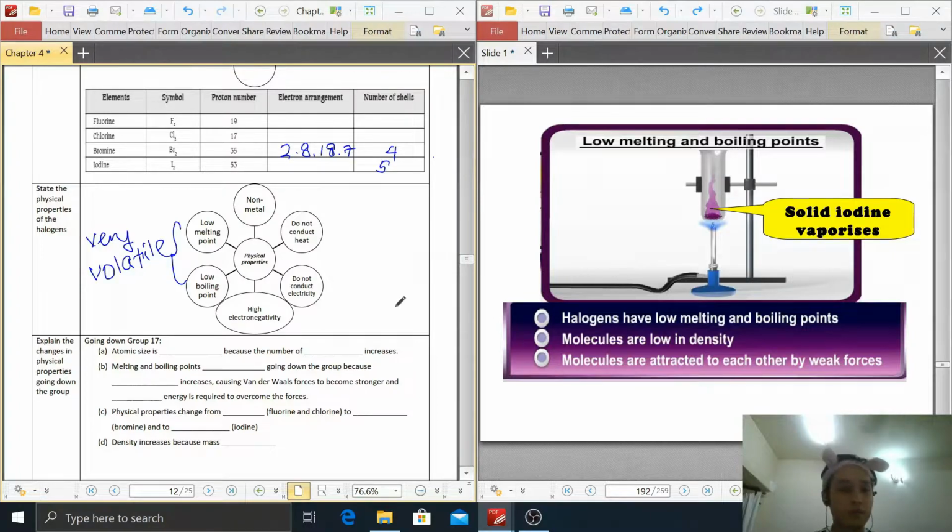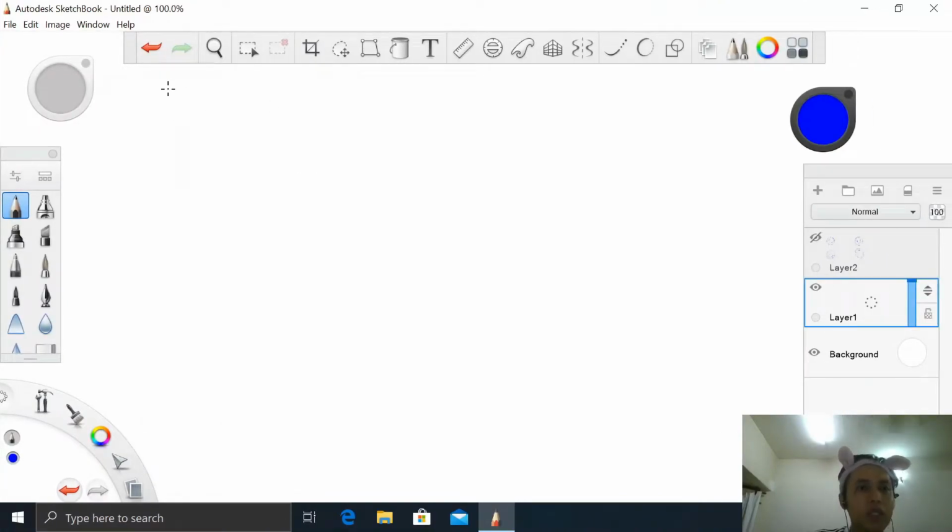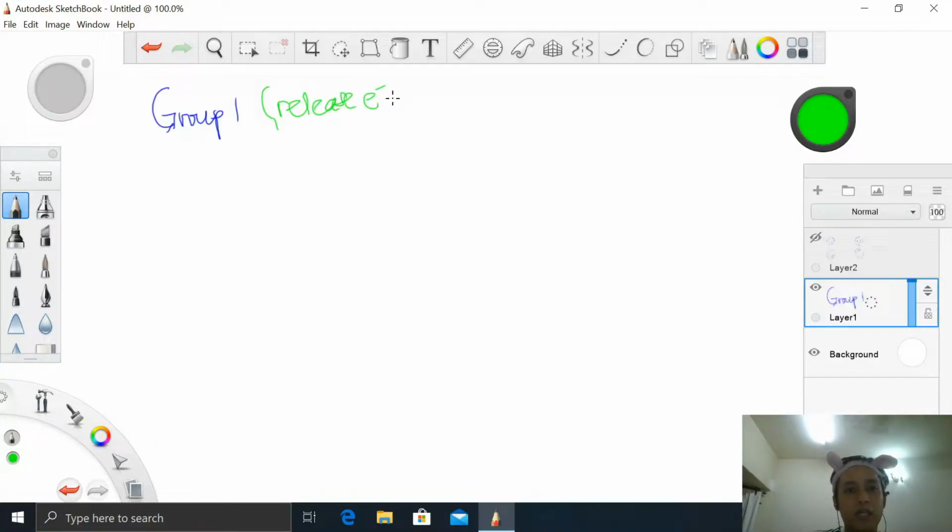Next, high electronegativity. I'm going to take some time to explain the meaning of electronegativity. This term is given when an element accepts an electron. Now, if you remember in group 1, they release electrons, right?